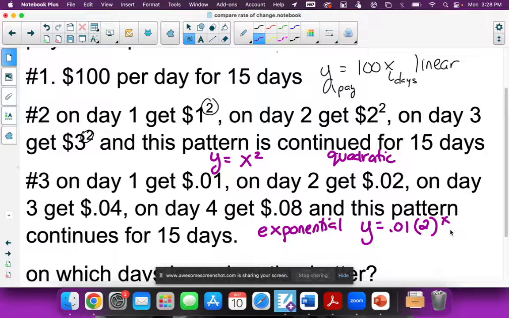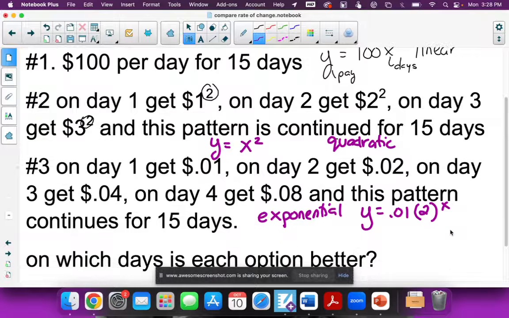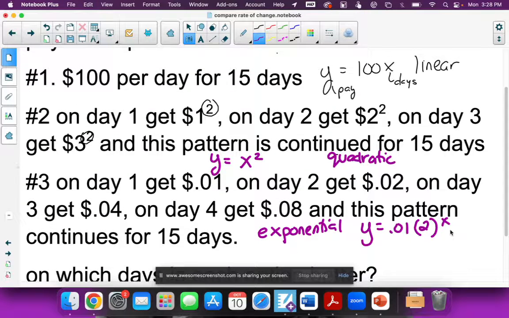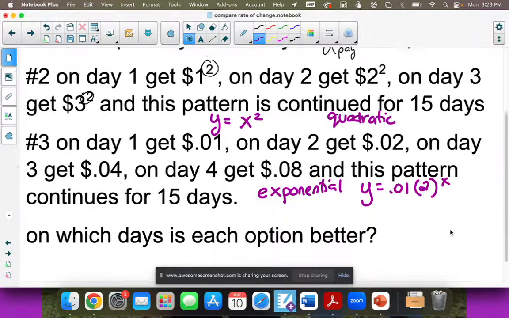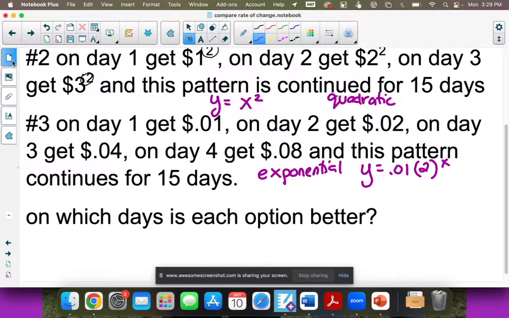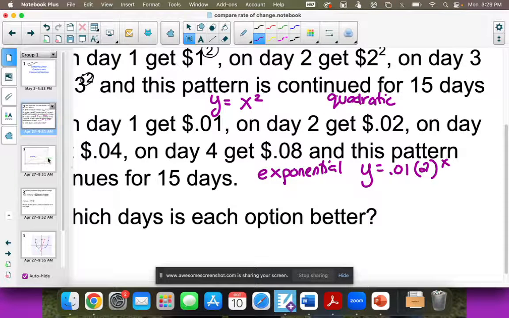Now, deeper thought question on this. When would each of these be better? You'd actually have to graph them or get your answers all the way up for 15 days just to see which one is actually going to be better. So let's take a look at the graphs of these just to see if we can see a difference between them.